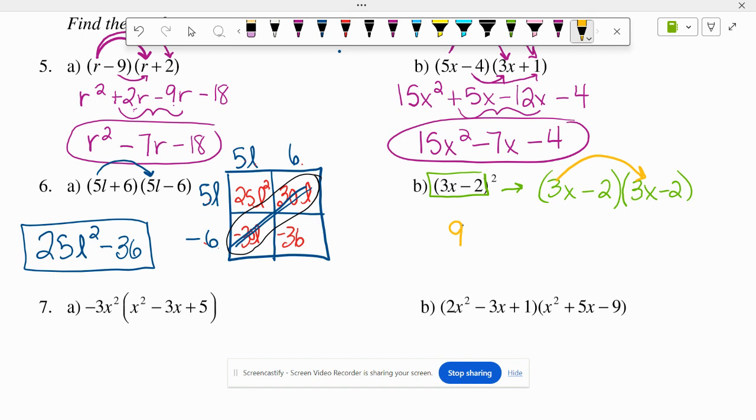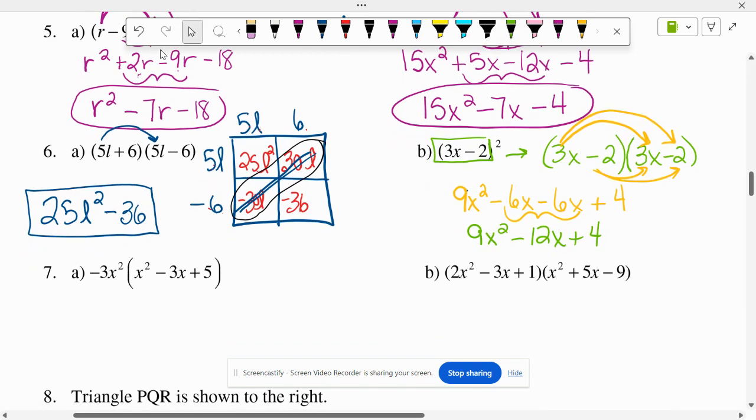It is 9x what? Good job. What is 3x times negative 2? Awesome. What is negative 2 times 3x? What is negative 2 times negative 2? A negative times a negative is a? Combine your like terms in the middle. Tell me what you have left over. Good job. 9x squared minus 12x plus 4. Okay.